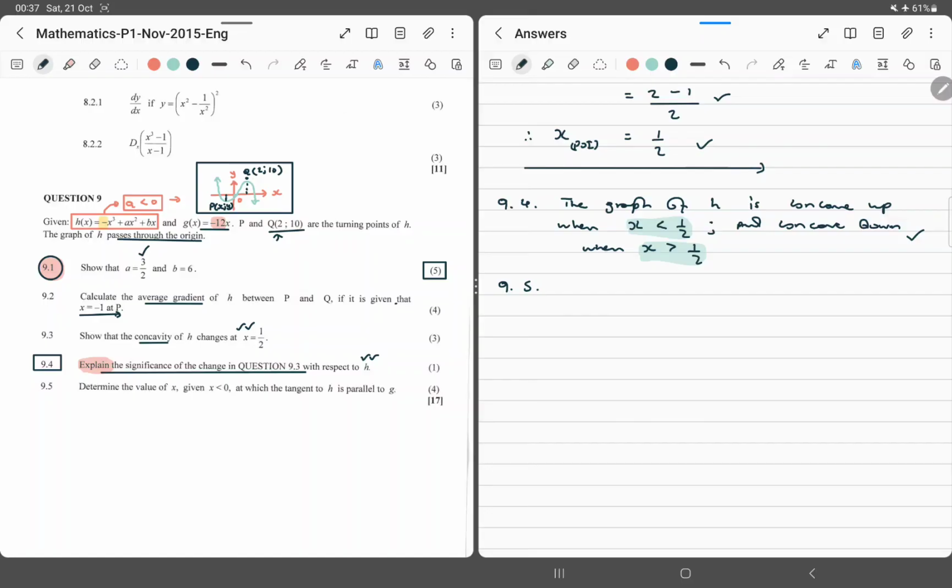9.5, the last question. Yeah, this question paper was long. Determine the value of x, given that x is less than 0, at which the tangent of the graph is parallel to G. Okay, we know that parallel lines have equal gradients.